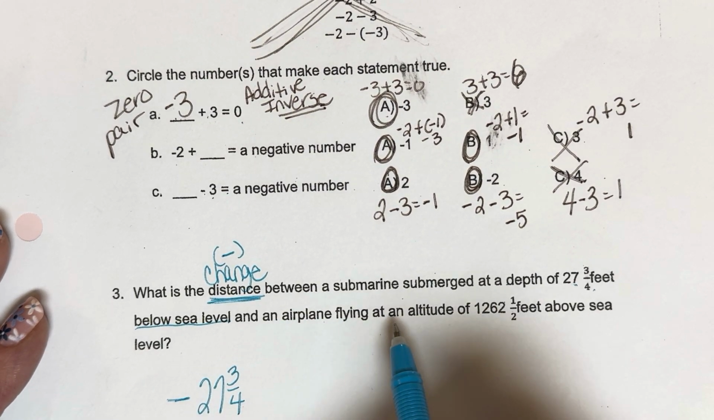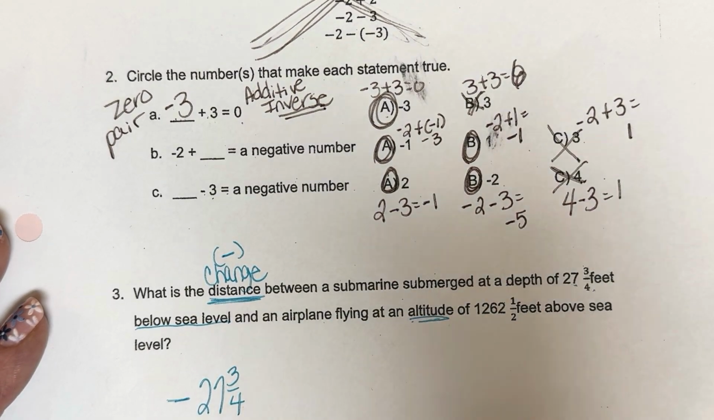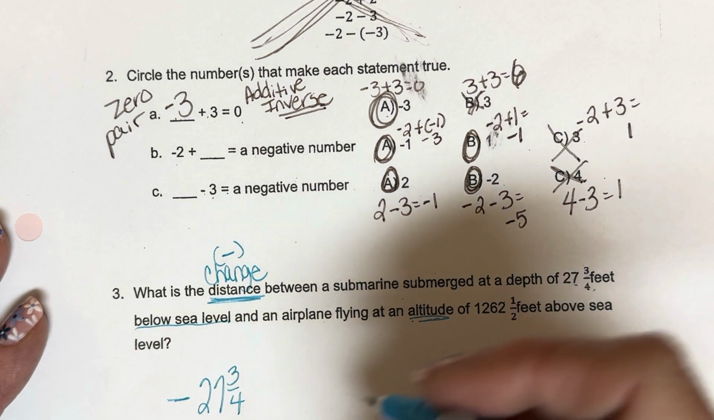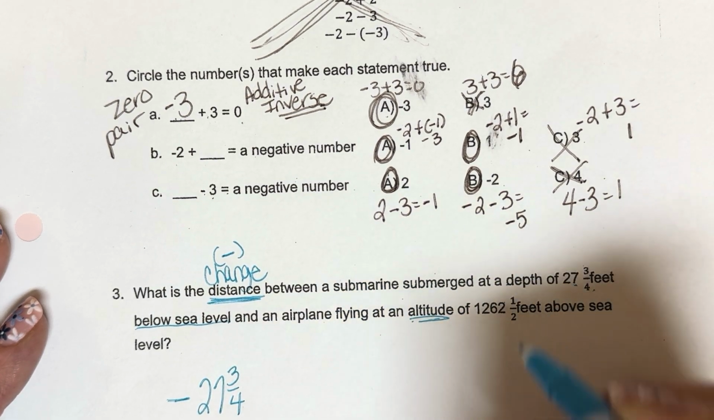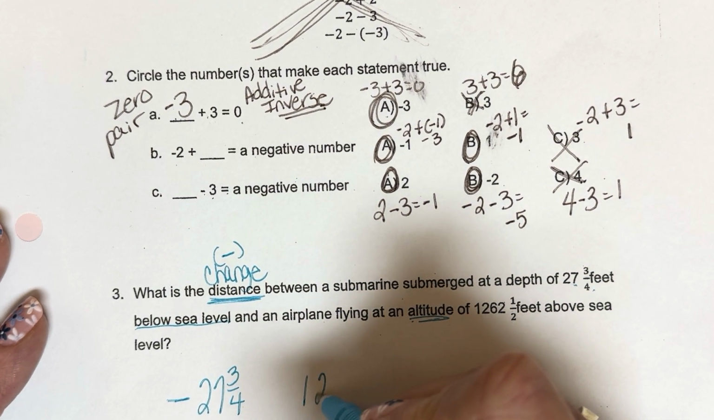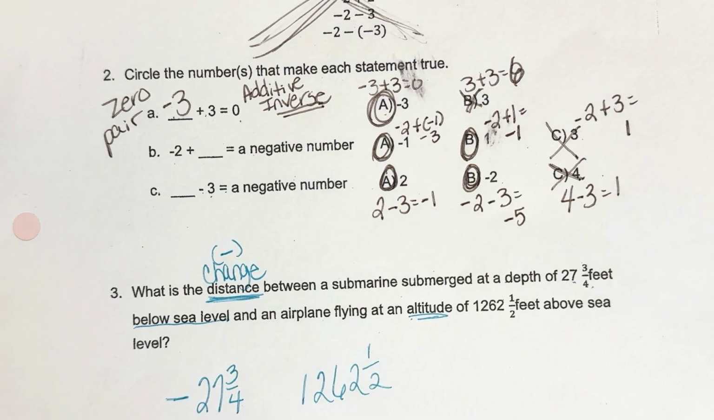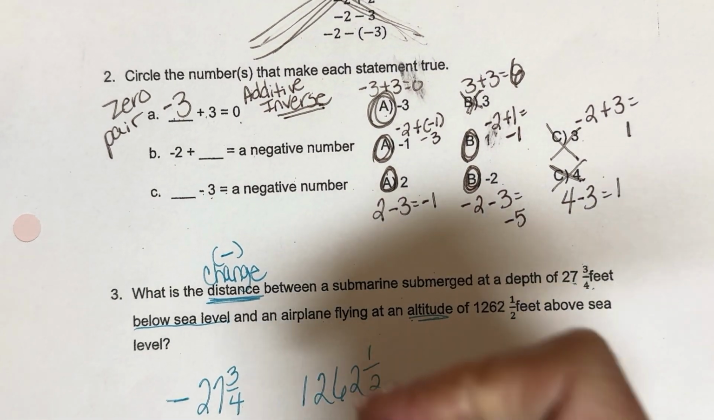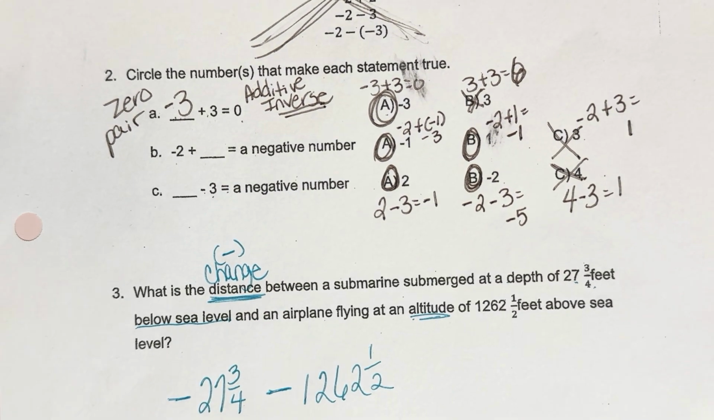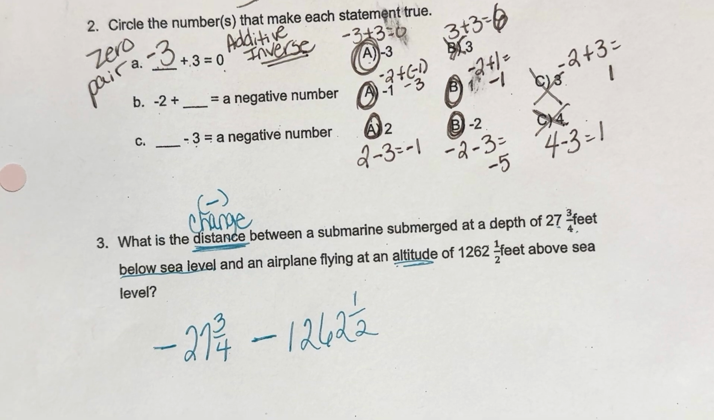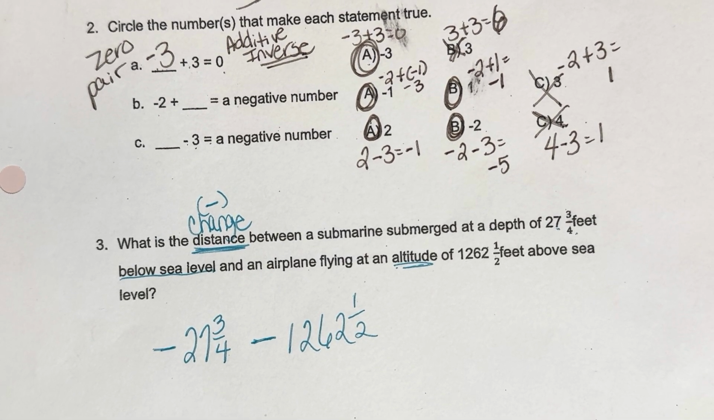And an airplane flying at an altitude, up in the air, of 1,262.5 feet above sea level. So we've got a positive 1,262 and 2.5 feet above sea level. And we want to know the change in those. What is the distance between them?